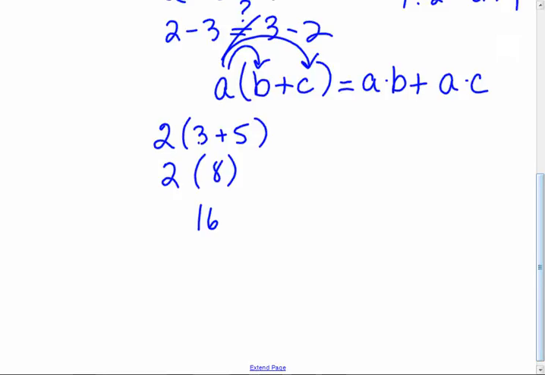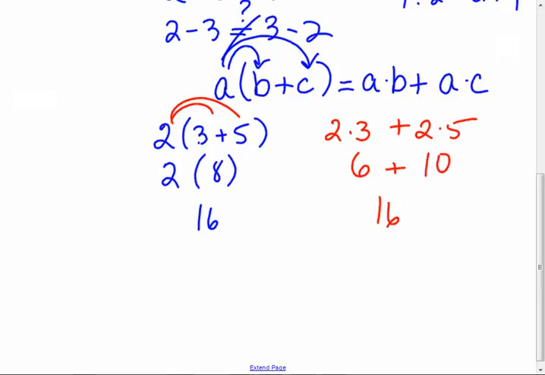So if you distribute, you go 2 times 3. And what if I switch 5 and 8? Because I can anyway. 2 times 3 and 2 times 5. They're not the same things. So everybody's got to get multiplied by 2. What do I get here? 6 plus 2 times 5 is 10. Gives me 16.